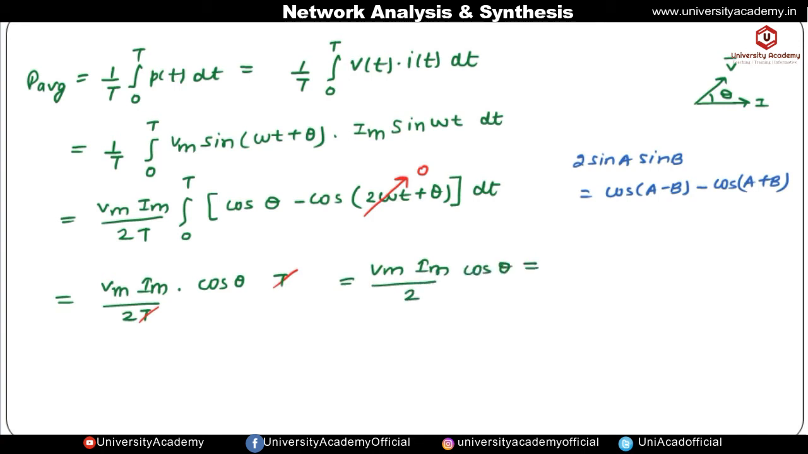So this Vm Im by 2 can be written as Vm by root 2 into Im by root 2 into cos of theta.